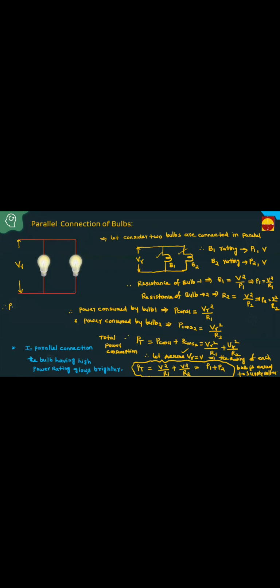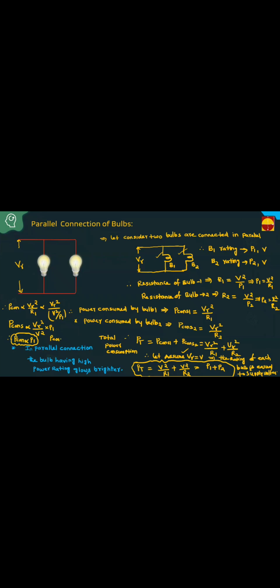What is the power consumption? The power consumption is proportional to VR square by R1. How to write like this? R1 equal to V square by P1. Then power consumption is proportional to VR square by V square into P1. You bring this P1 into the numerator. Then what is the observation here? Power consumption is proportional to P1.